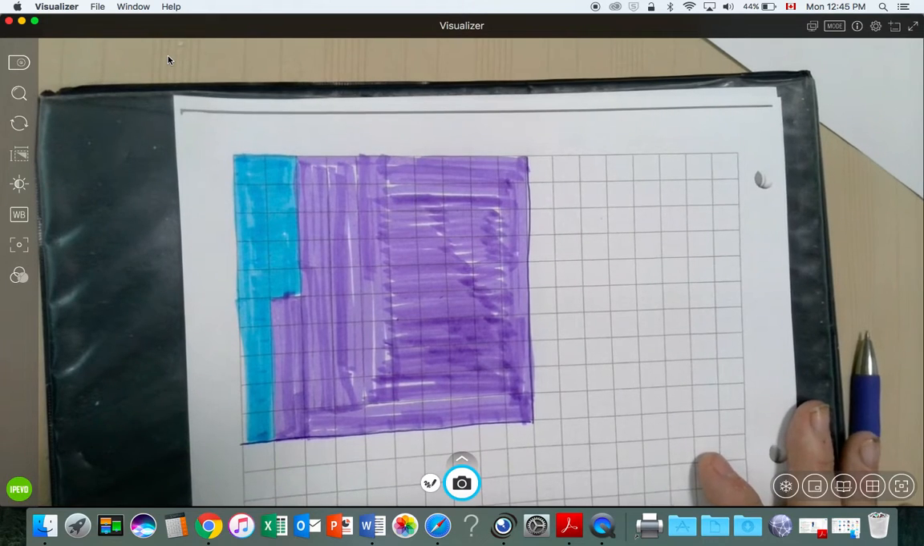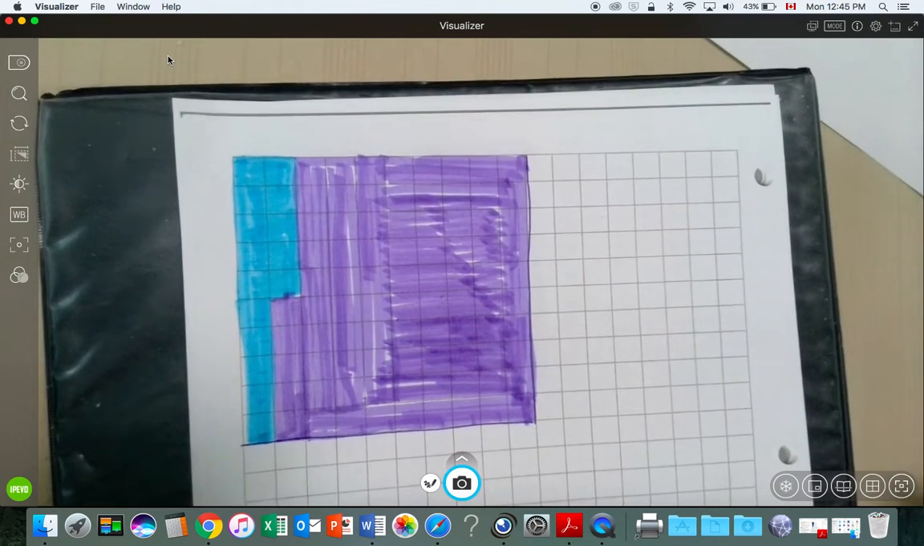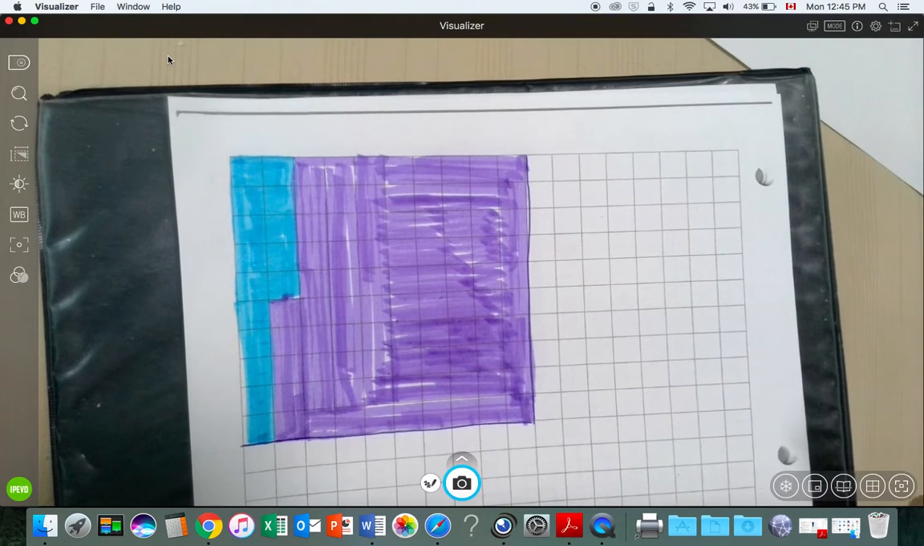So I drew a graph. I outlined on graph paper a 10 by 10 grid. So I have 10 across and 10 above. So I know the total in between will be 100 squares.